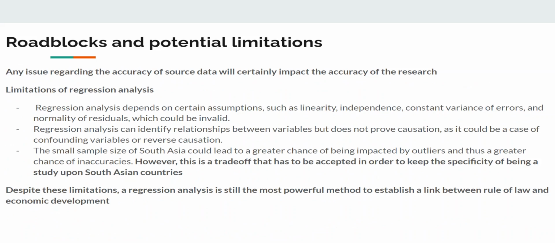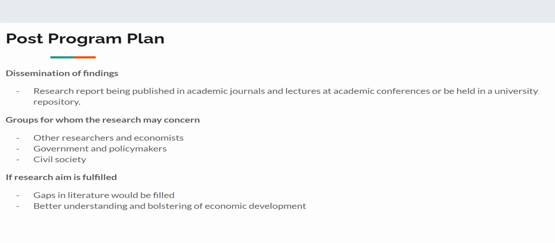Now, what are the roadblocks and potential limitations? Any issue regarding accuracy of source data will certainly impact accuracy of the research. And there are limitations of regression analysis. It depends on certain assumptions, which could be invalid. It proves relationships, but does not prove causation. And as the small sample size of South Asian countries could lead to a greater chance of being impacted by outliers. However, this is a trade-off that has to be accepted in order to keep the specificity of it being a South Asian study.